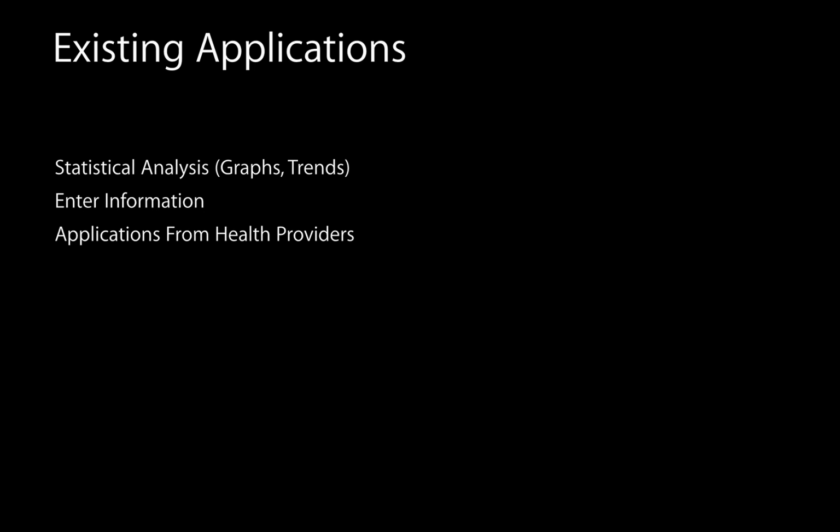Now, we recognize that different applications have different needs. The way we see it, they can be grouped into three main categories. First, there are applications that perform statistical analysis using graphs or trends. Next, there are applications that let users enter information. Last, there are applications put out by health providers that let users sync data with their personal medical record. These are three very different scenarios, but we built HealthKit so that it can handle all of them. And we're going to show you how it does that today.